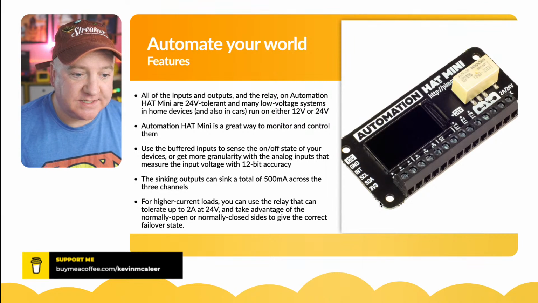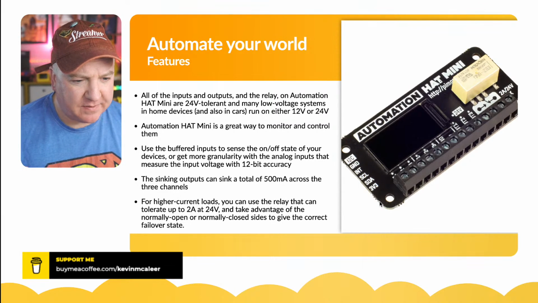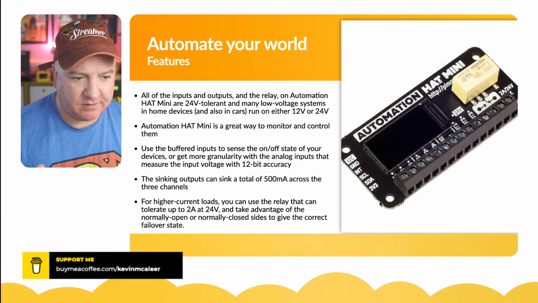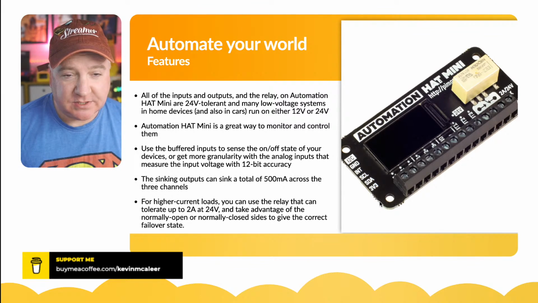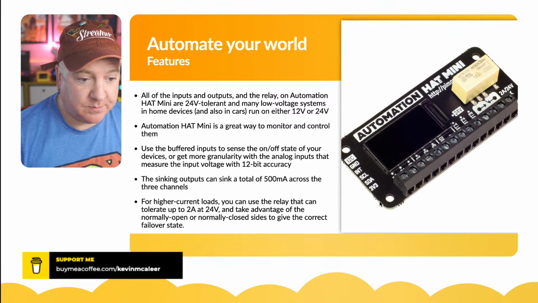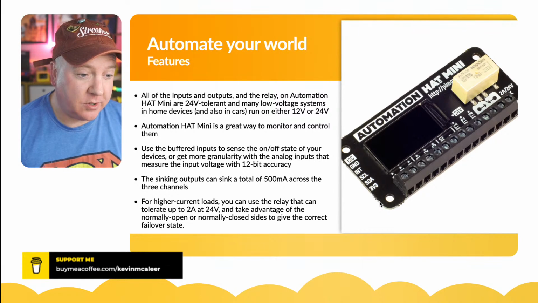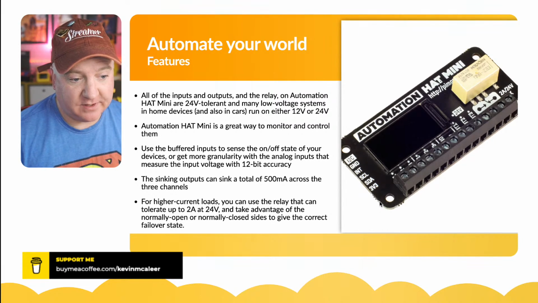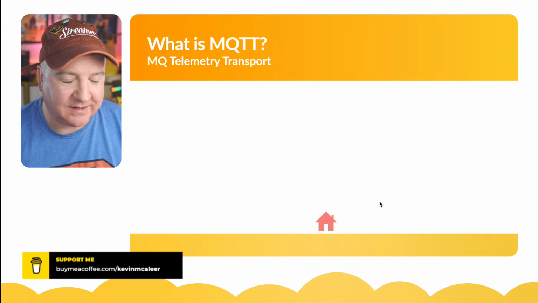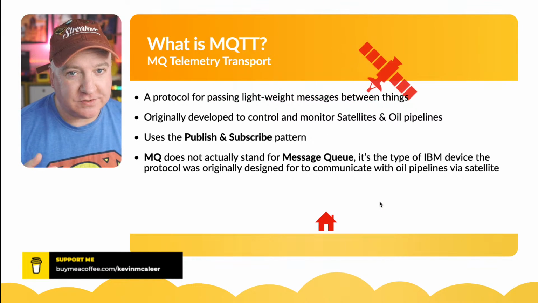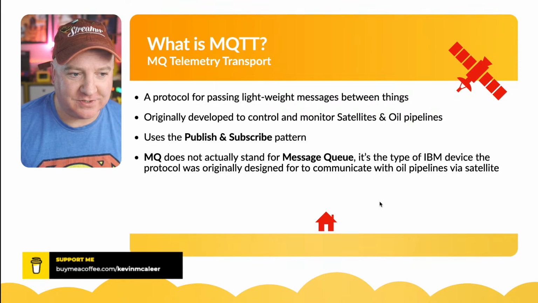And the sinking outputs can sink a total of half an amp, I think, that is 500 milliamps across the 3 channels. And for higher current loads you can use the relay, which can tolerate up to 2 amps at 24 volts, which is quite a lot, to be honest. And take advantage of the normally open or normally closed side to get the correct failover state. So again, if you don't know what those things mean, this is probably geared for people who do a lot of this kind of stuff with home automation.